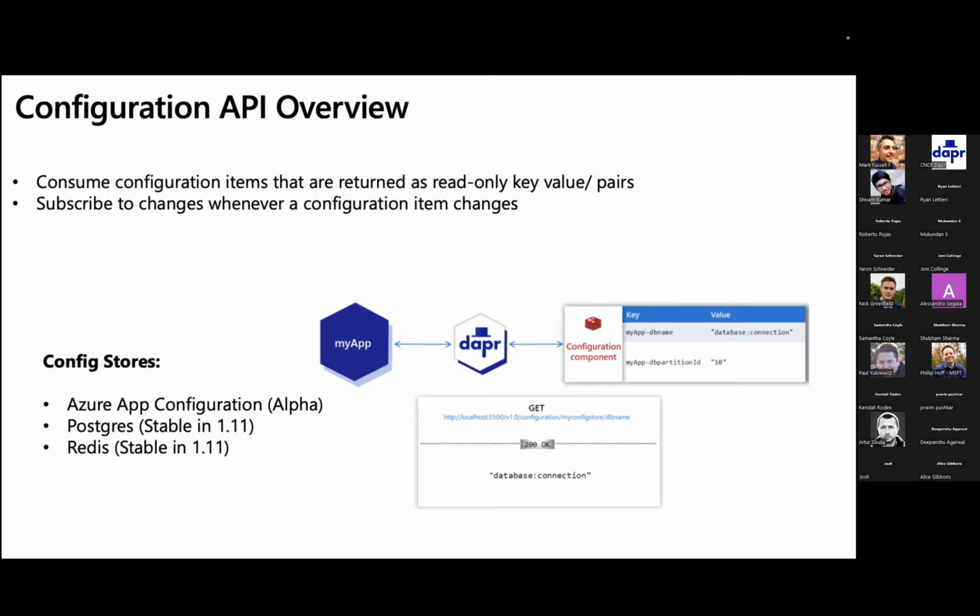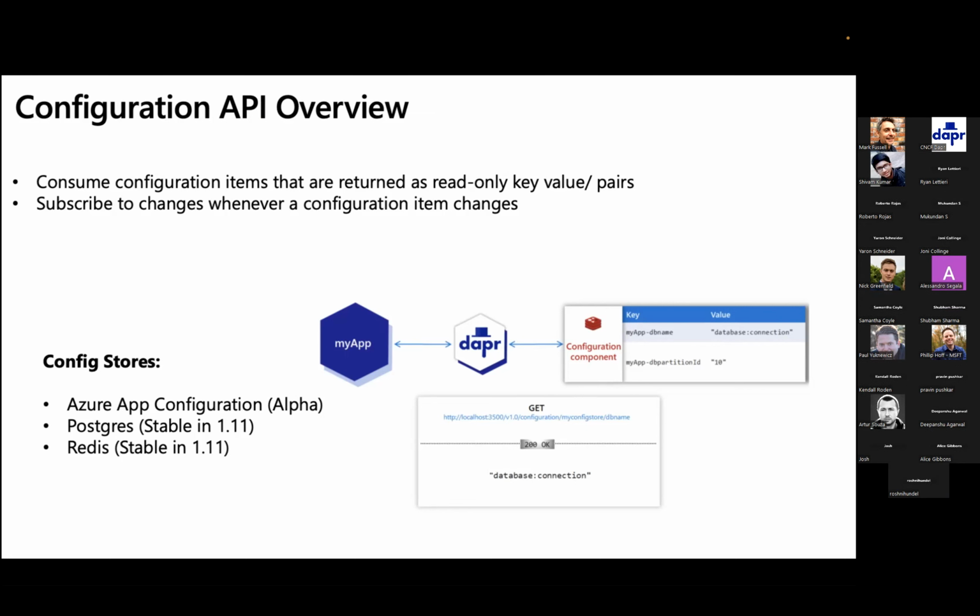So what the Dapr config API helps you with is consuming configuration items, which are returned as read-only key-value pairs. Typically these configuration items are stored in the config store as key-value pairs only. So Dapr helps you consume these items, and then you can also subscribe to some of the keys and get notified whenever a config item changes, right?